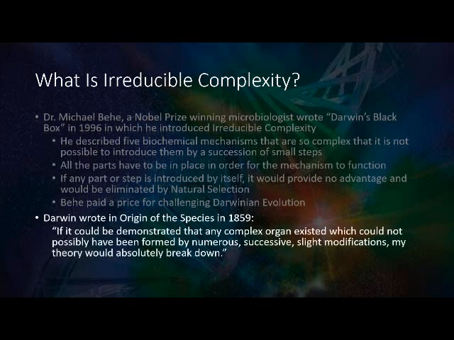Well, go back and look at Darwin's book, Origin of the Species. He stated if it could be demonstrated that any complex organ existed which could not possibly have been formed by numerous, successive, slight modifications, my theory would absolutely break down. Well, Behe has shown such a thing, and I believe Darwin's theory has broken down, because there are things that can't be created just by small, slight changes.